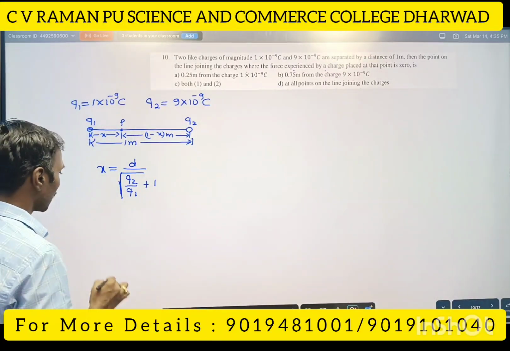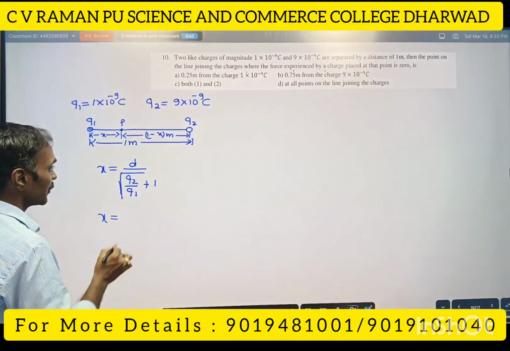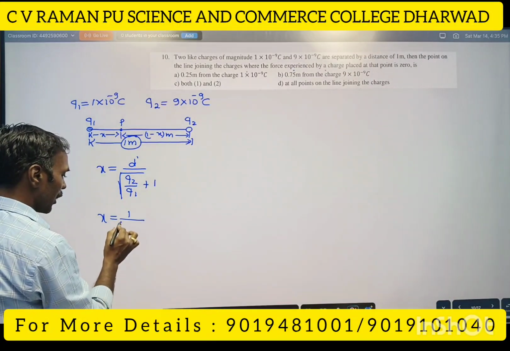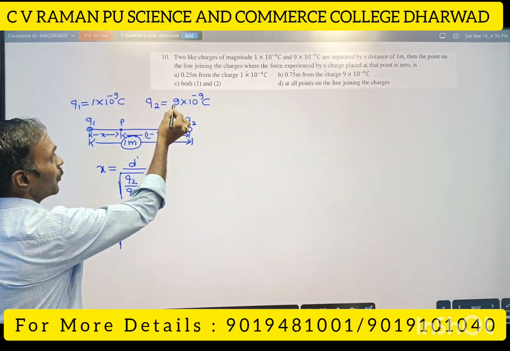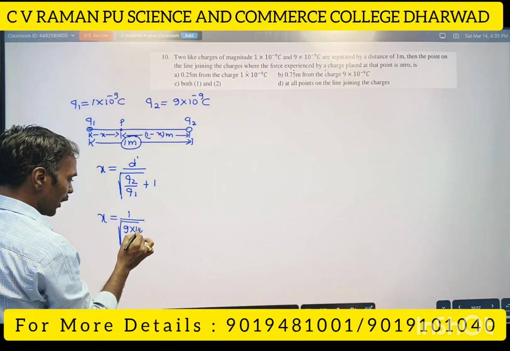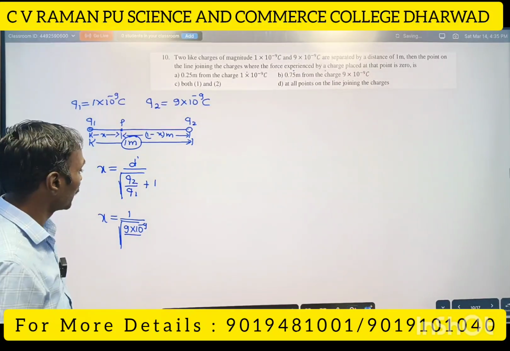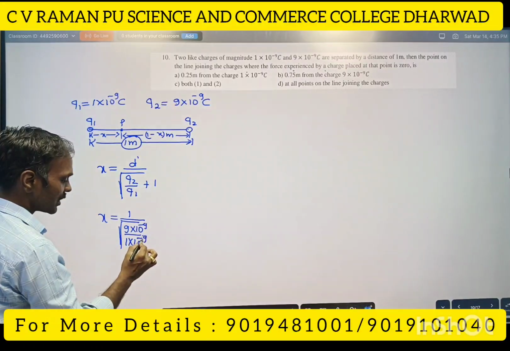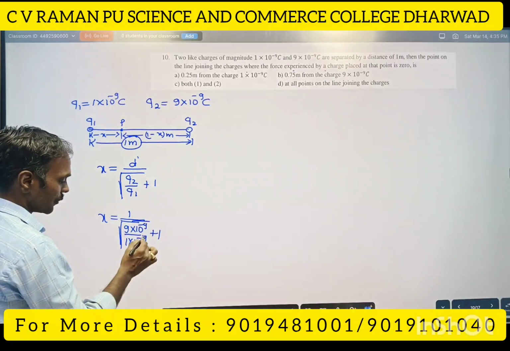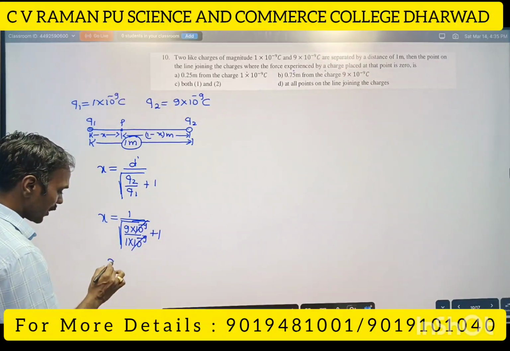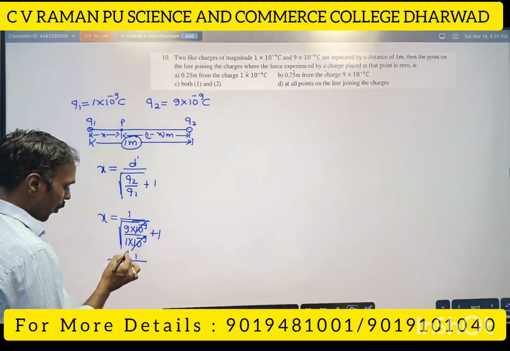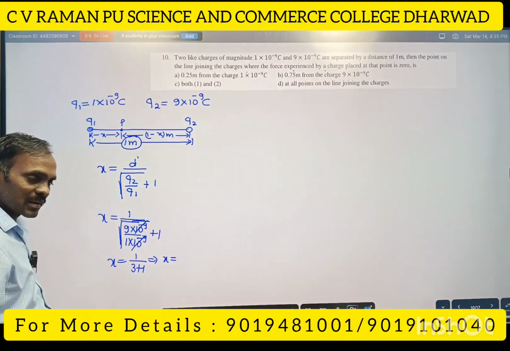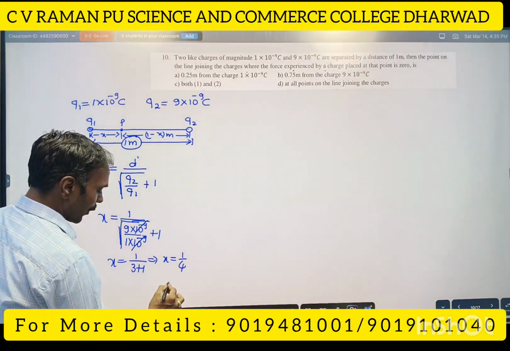Plus 1 I will write here. Then I am substituting the value of x. What is the value of d? d is equal to 1 meter divided by under root Q2. What is the value of Q2? 9 into 10 raised to minus 9, divided by Q1, which is 1 into 10 raised to minus 9, plus 1. Minus 9 cancels. Then x is equal to 1 divided by square root of 9, which is 3, plus 1, which can again be written as x is equal to 1 divided by 4.